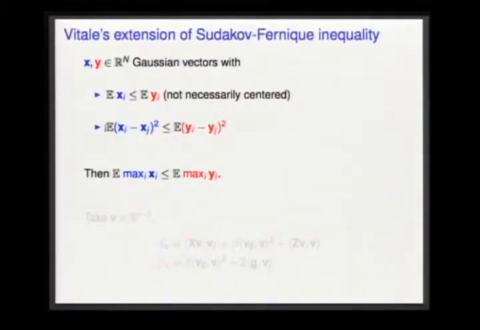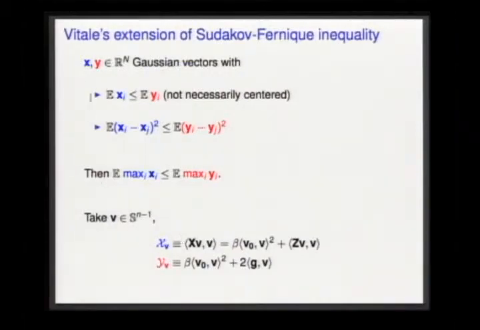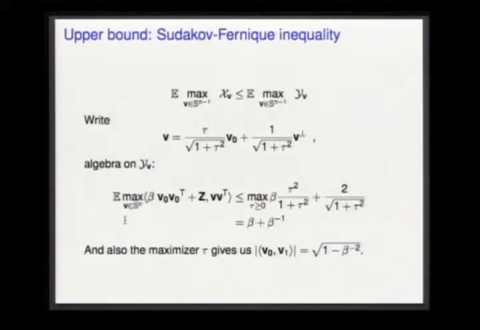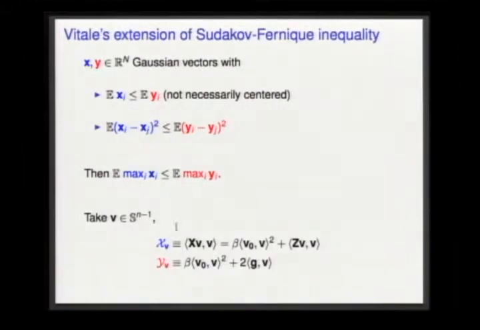So if we have this condition, plus the expectation of the difference squared satisfies the same inequality, then the expectation of the max of the first process is upper bounded by the expectation of the max of the second process. In our case, we are interested in these two random processes that are not indexed by a discrete number of elements, but by an element v that belongs to the unit sphere. It turns out that the conditions of this theorem are satisfied. It just requires two lines of algebra to get it.